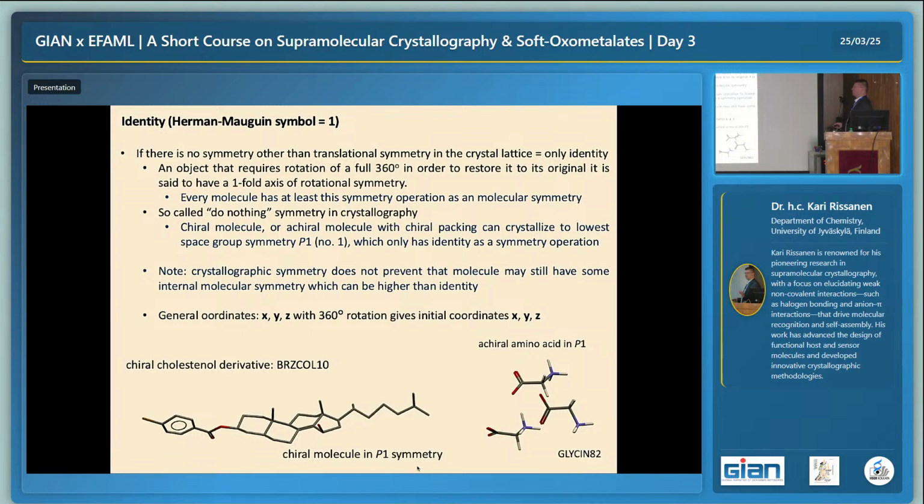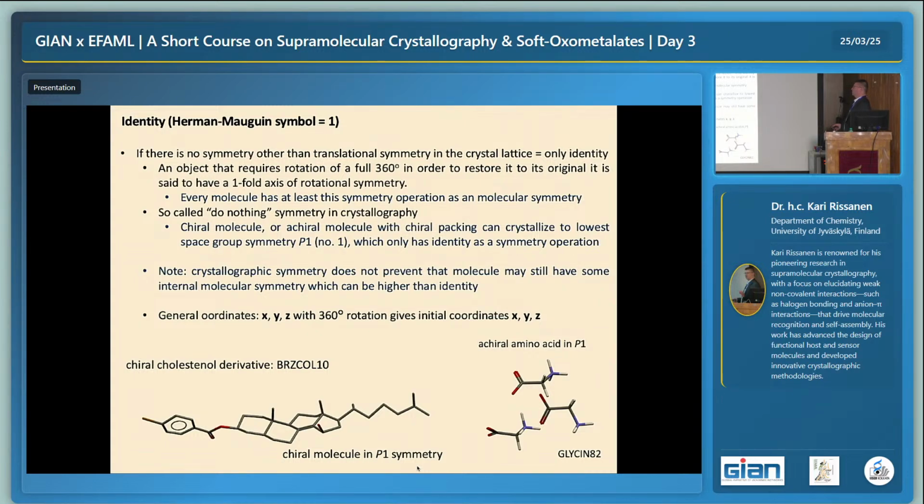A chiral molecule, or a chiral molecule with chiral packing, can crystallize in what we call the space group later on, which is called P1. And you will learn a little bit later on what the P is, or actually you know it already because it's primitive. And the 1 here indicates this. So this is the lowest symmetry possible, P1, and there is a number. Later on you will learn where the number comes from. And it has only the identity operation. So it's possible.